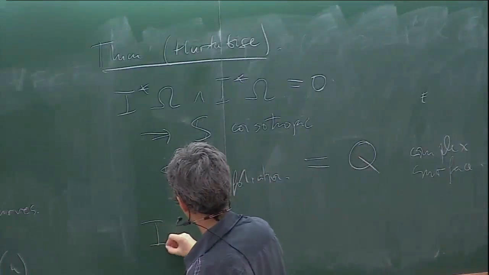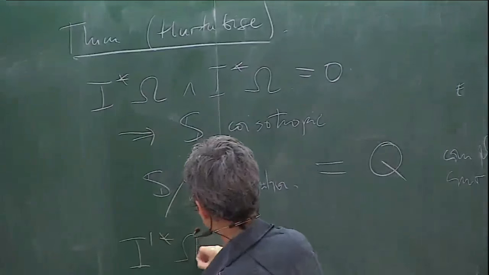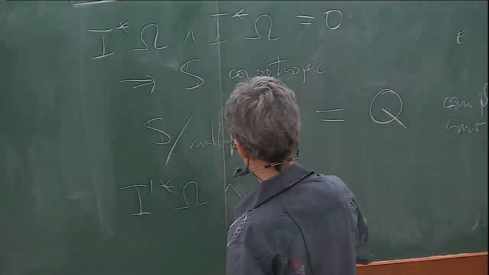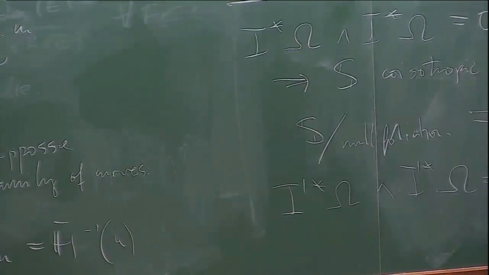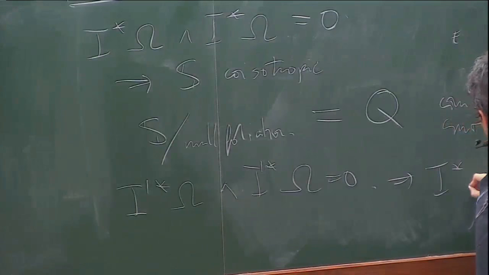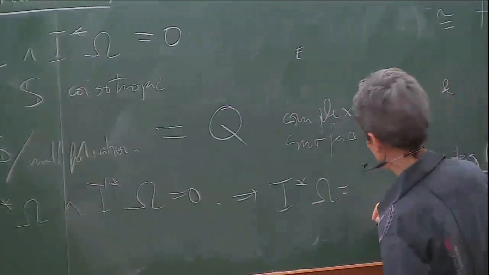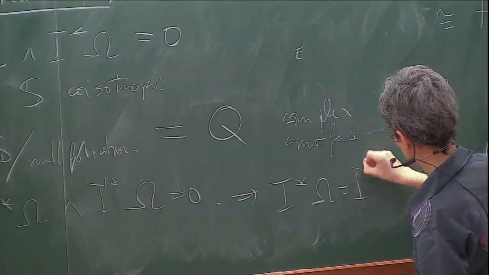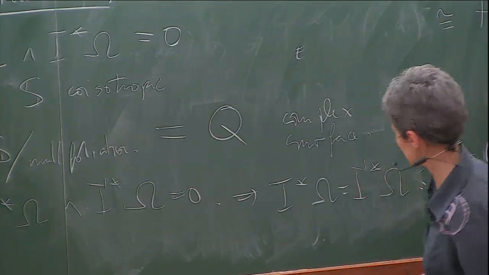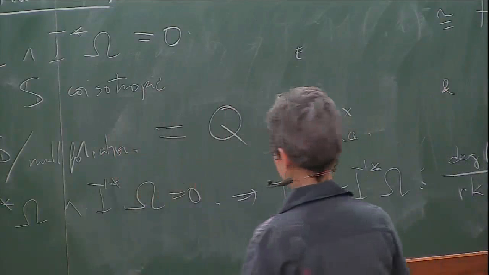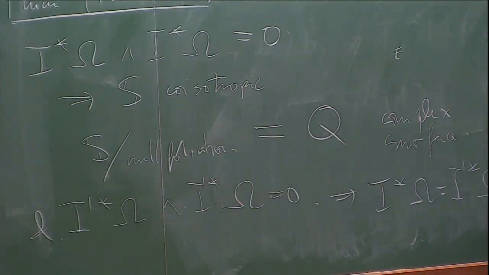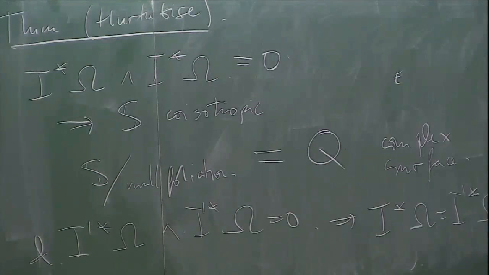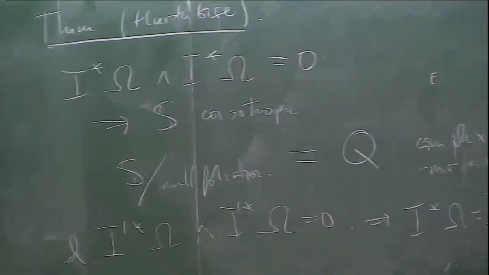So if you have another Abel map satisfying this, it means that you have the same symplectic form on your family of curves. This is what we are going to use.